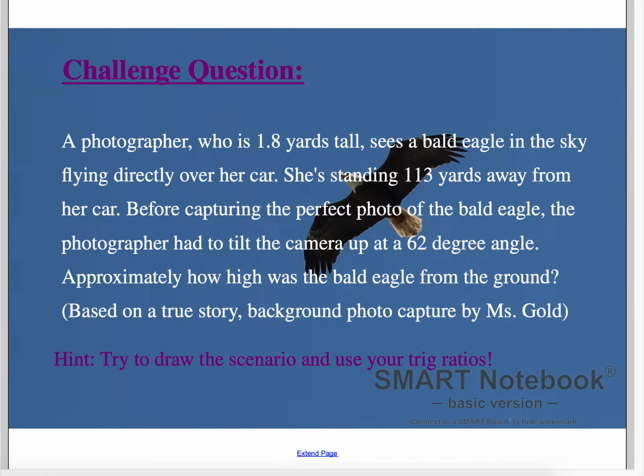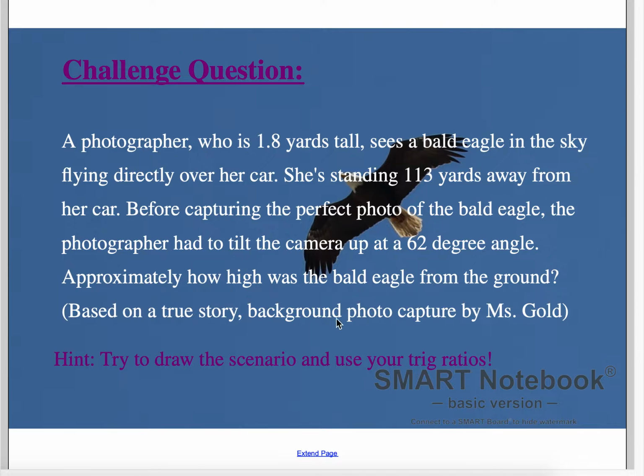With the challenge question. So the challenge question was: a photographer who is 1.8 yards tall sees a bald eagle in the sky flying directly over her car. She's standing 113 yards away from her car. Before capturing the perfect photo of the bald eagle, the photographer had to tilt the camera up at a 62-degree angle. Approximately how high was the bald eagle from the ground? This is based on a true story.